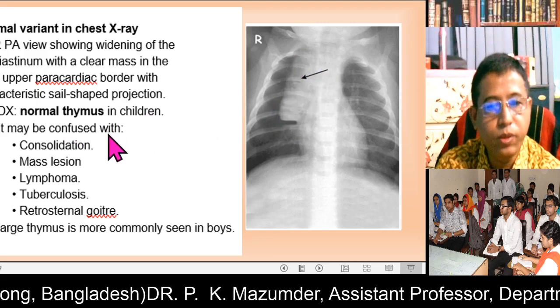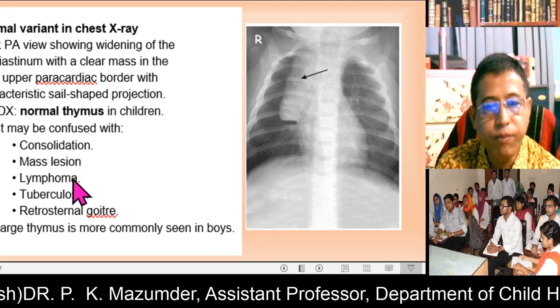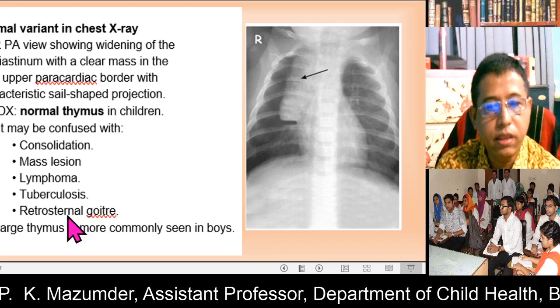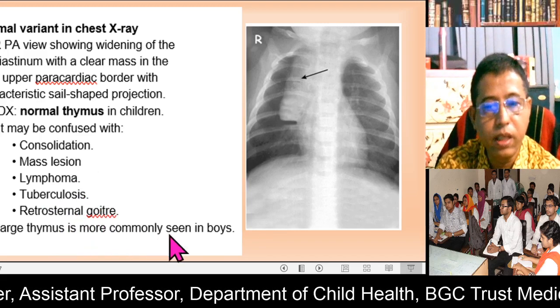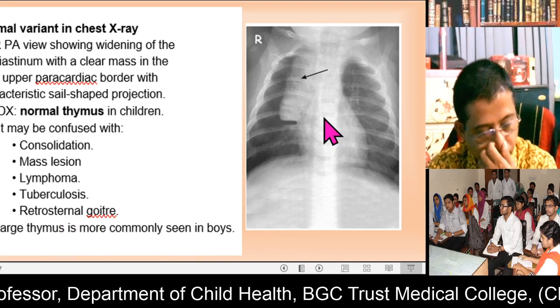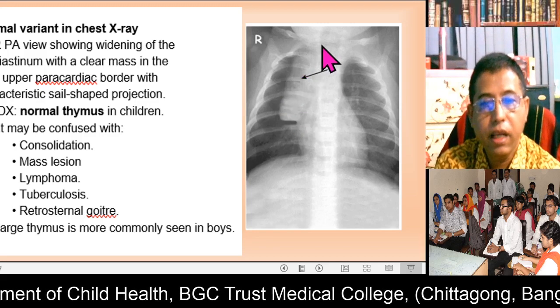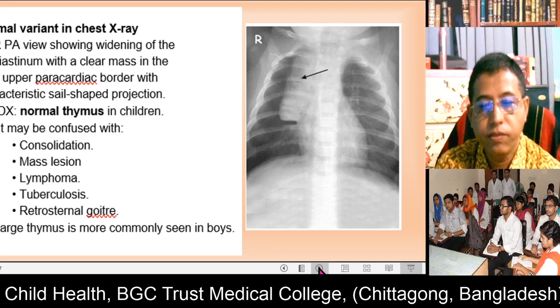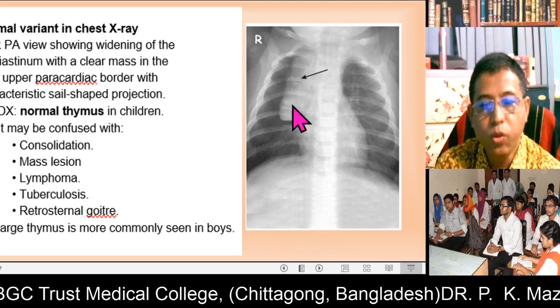It may be confused with consolidation, mass lesion, lymphoma, tuberculosis, or retrosternal goiter. A large thymus is more commonly seen in boys. So if you see this type of opacity, you think of an enlarged thymus. And this enlarged thymus sometimes presents with a wheezy chest.